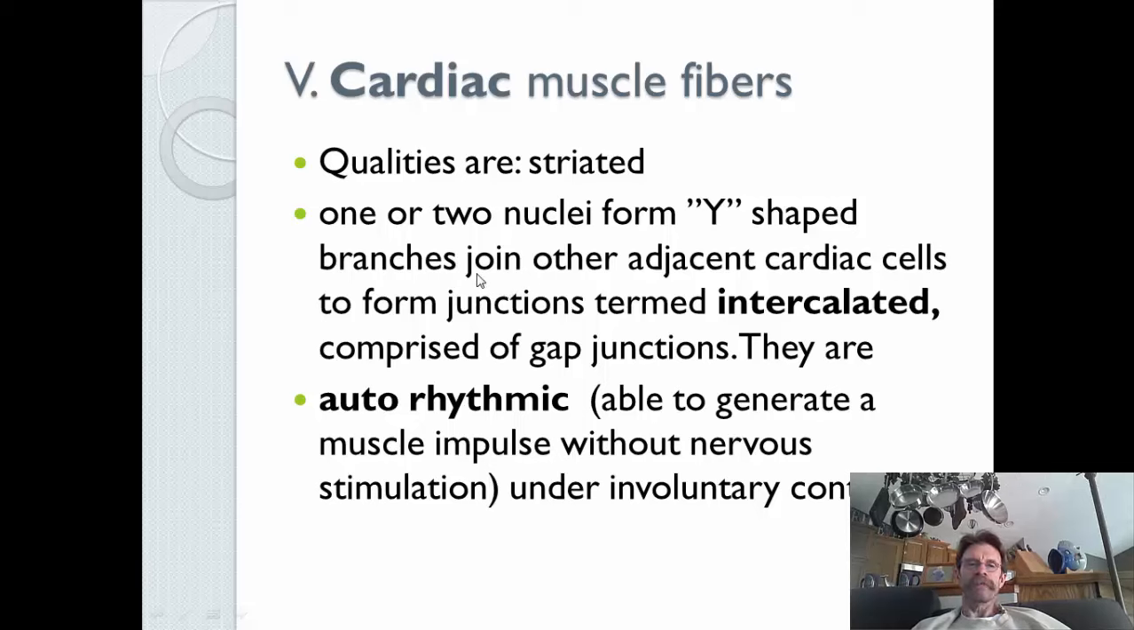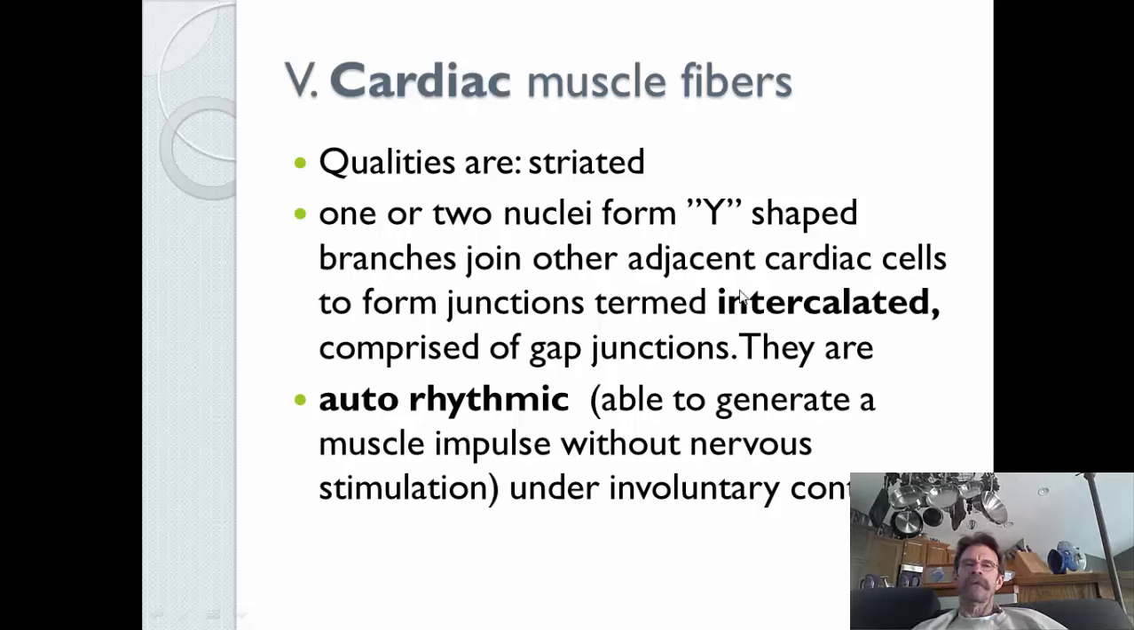I don't have a picture of the Y-shaped branches on these cells, but if you take a look on page 311 in your book, you'll see how these adjacent cardiac cells attach in this Y formation to form junctions, and these are called gap junctions, and how they are adjacent. They become adjacent through this term of intercalation, or the cells are said to be intercalated.